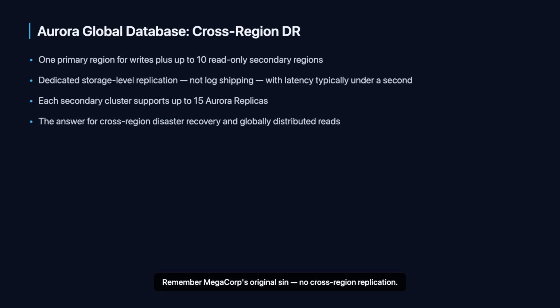Remember Megacorp's original sin, no cross-region replication. Aurora Global Database is the fix. You get one primary region where all writes happen, plus up to 10 read-only secondary regions. The replication runs on dedicated storage-level infrastructure, not log shipping, with latency typically under a second across regions. Each secondary cluster can hold up to 15 Aurora replicas for local read scaling. When a question asks for cross-region disaster recovery or globally distributed reads on a relational database, this is your answer.